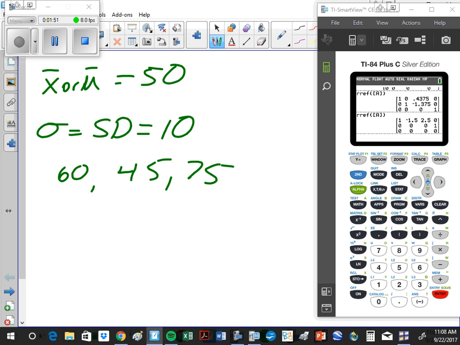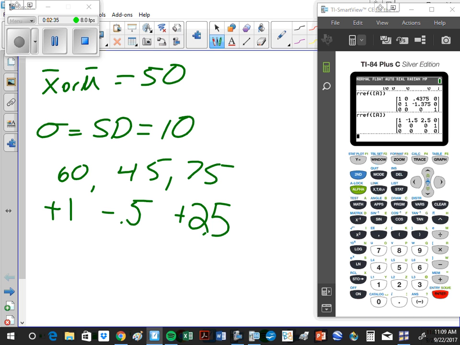What would 60 be? 1 SD. So we would say plus 1. 45? Minus 0.5. 75? Plus 2.5. Does everybody get that? So once again, Chapter 5 is all about standardizing. We take a histogram that looks roughly normal, and we throw out the histogram and we replace it with the standard normal curve, where we look at SDs, right is positive and left is negative. Okay? All right.